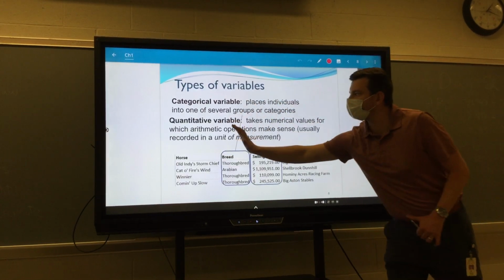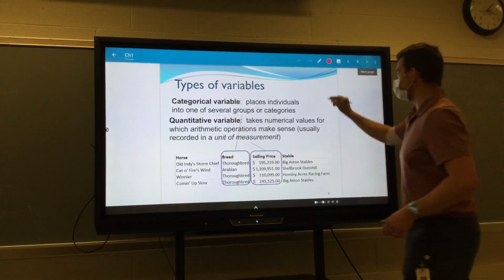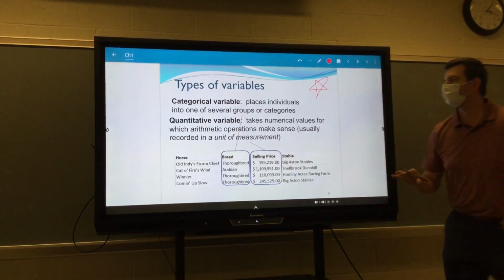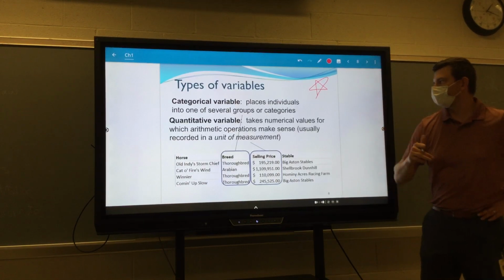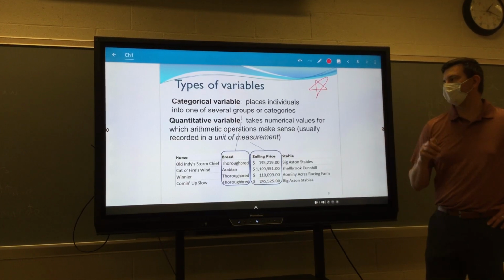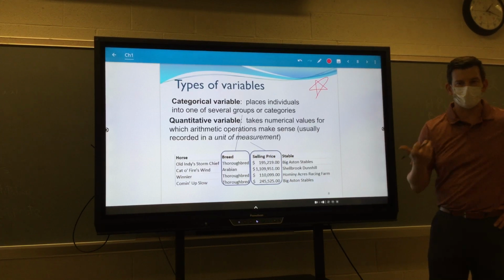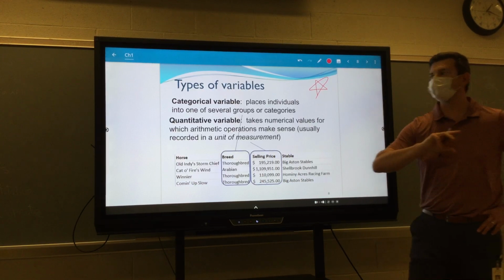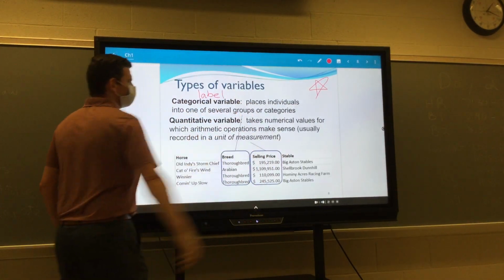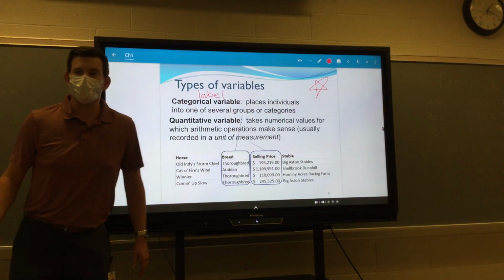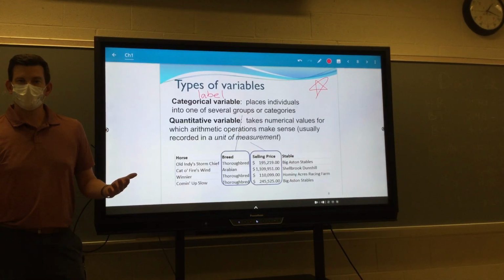Okay, so categorical versus quantitative. This is a big idea here. Categorical data places individuals into one of several groups or categories. It has a label that goes with it. The hair color that I was talking about, that is a categorical variable.